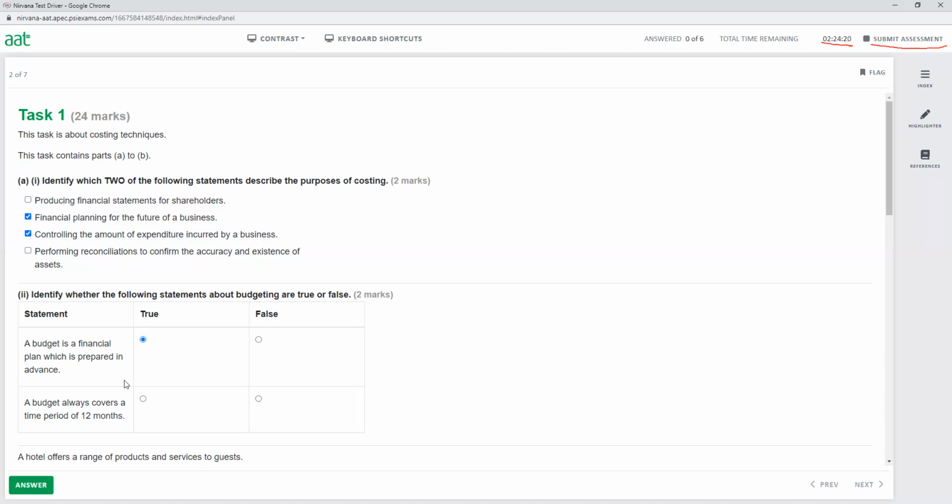That's absolutely true. A budget always covers a time period of 12 months. This is not true. The budget could be for a quarter, for a year, or for 5 years. It depends on the organization's requirements. So a budget doesn't always have to be 12 months. So this is not true.